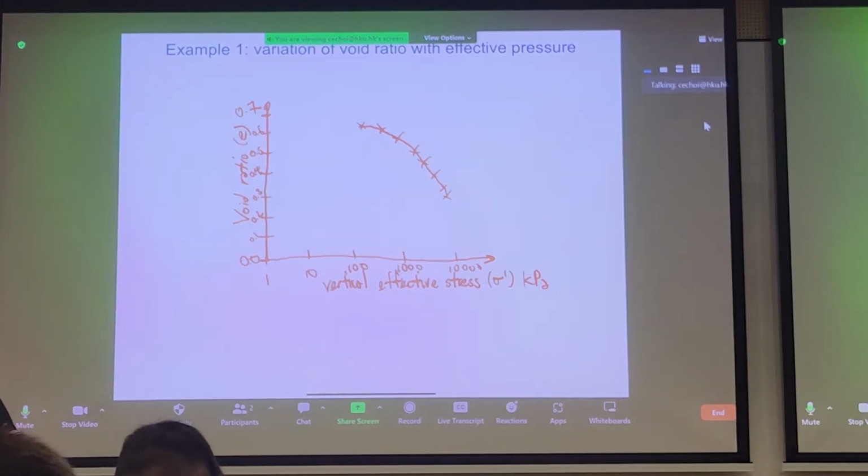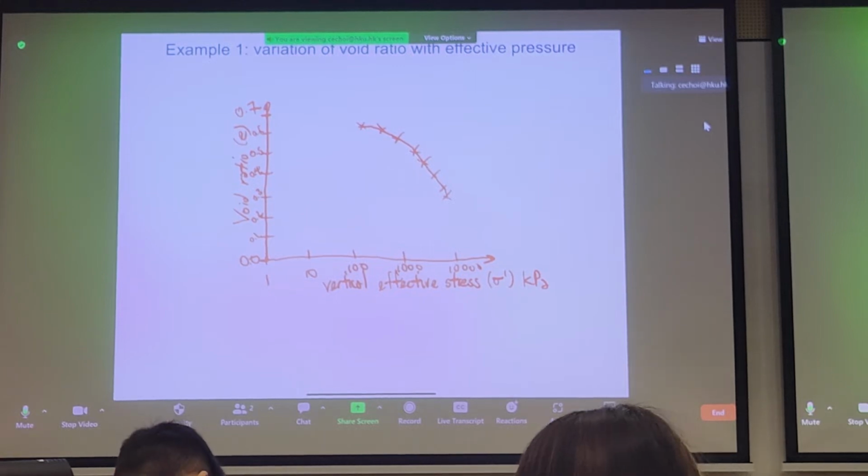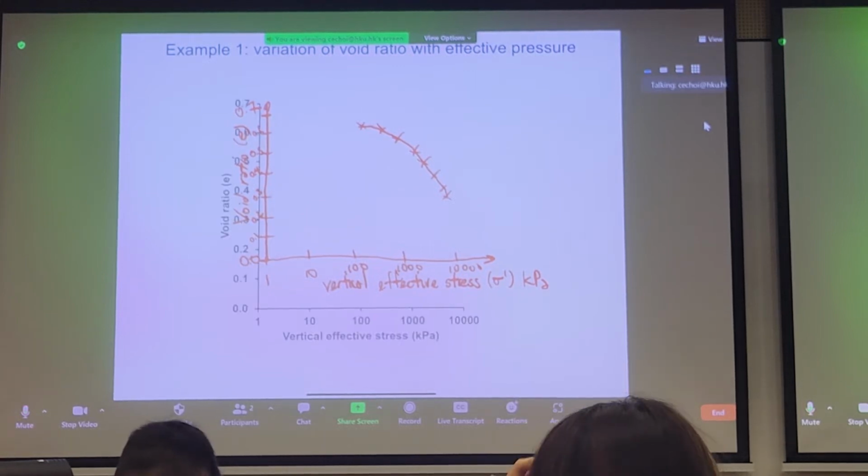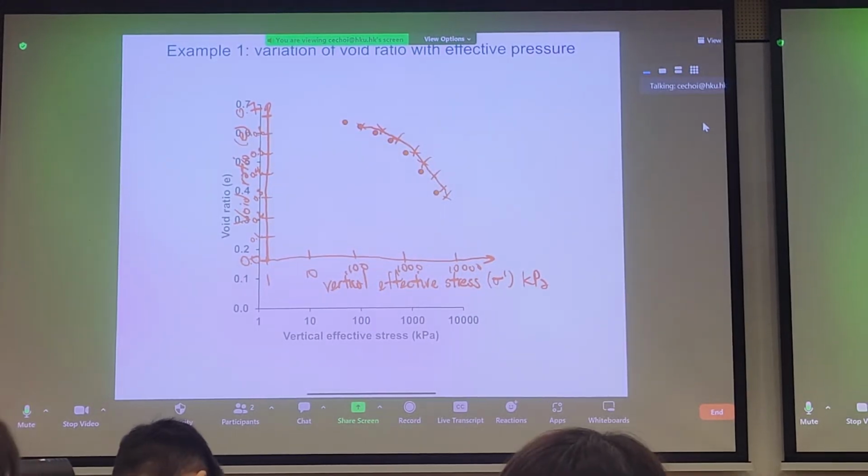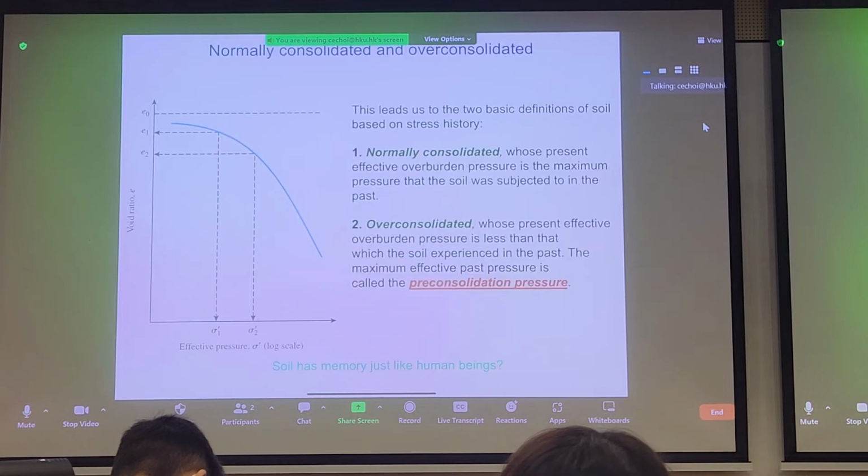So this is how we treat odometer test data. It's nothing complex, so I'm not going to go into detail. Everything will be given on Moodle later anyway. So this is quite simple, right? So what do we care about next? So that's the data. That's pretty accurate. Why do we care? Well, we want to know a few things from this curve. We want to understand whether the soil is normally consolidated or over-consolidated.